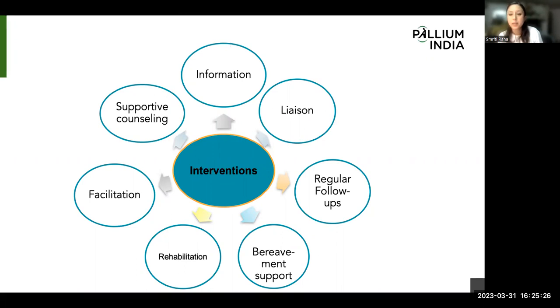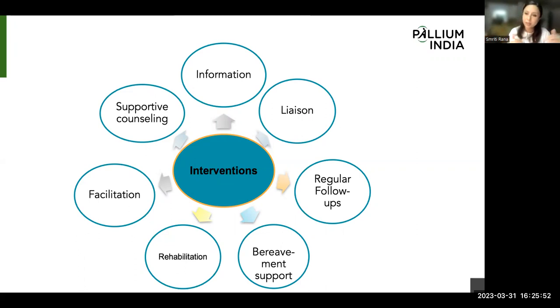Sometimes they've just not been given information. It could be information about, hey, did you know that there is a pension for caregivers? It could be information that there's a primary health center here where they have some training in palliative care. It could be information related to the disease, or related to other support systems. Liaison: how do we connect them last mile to the people they need?